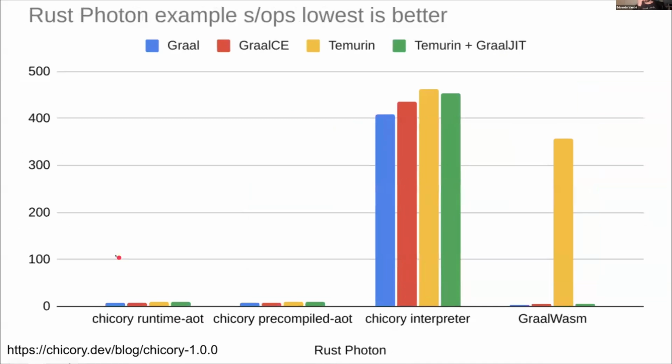Now, another quick example. Instead of just a hello world, this is running a demo that the GraalVM team developed using Rust, the Photon library for image processing. And in this case, the opposite is true, so lowest is better here. As you can see, the Chicory runtime AOT and the Chicory precompile AOT are still comparable. The Chicory interpreter obviously is terrible, as we all expect. We get a slightly better performance on Graal, but that's not the goal, to have good performance. The goal for the interpreter is to be correct.